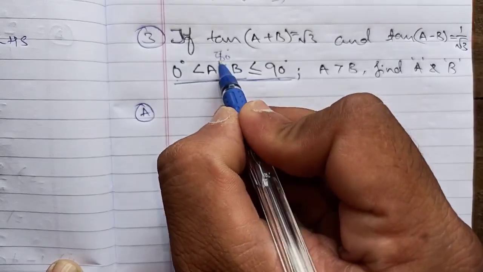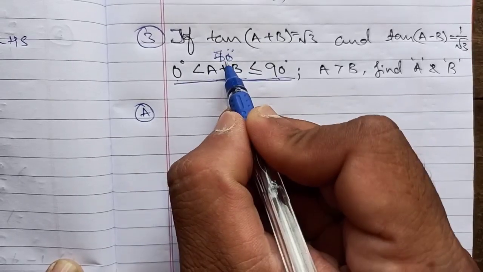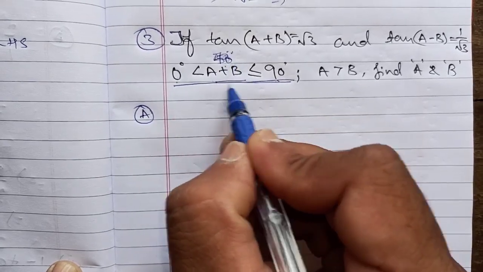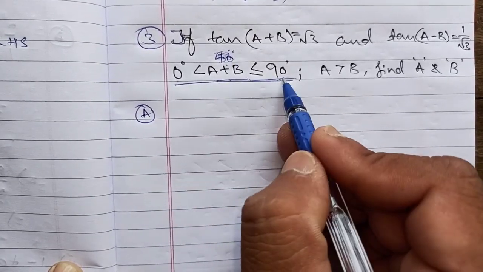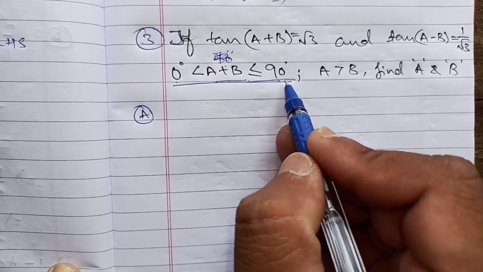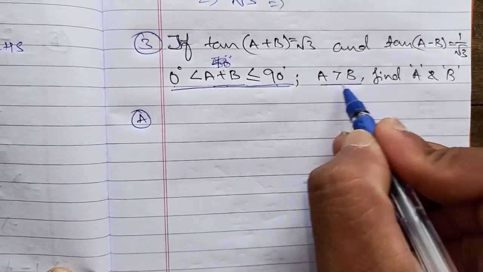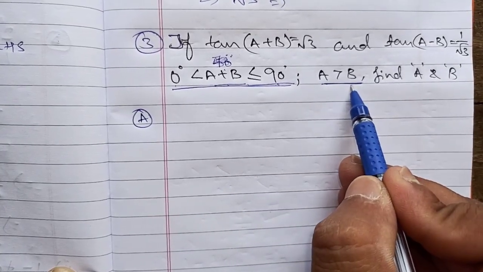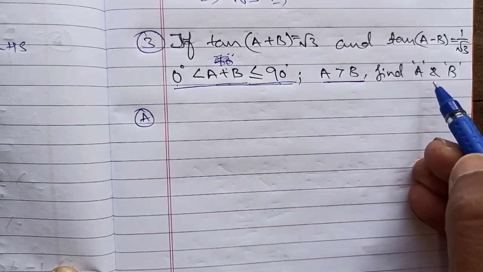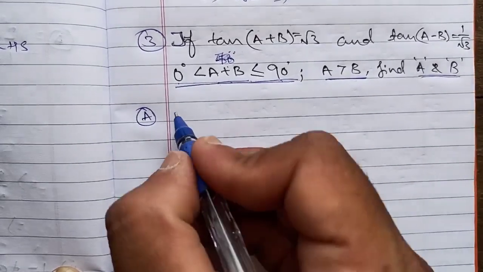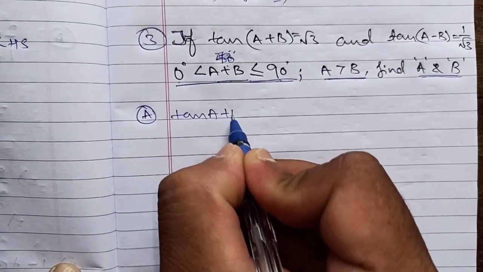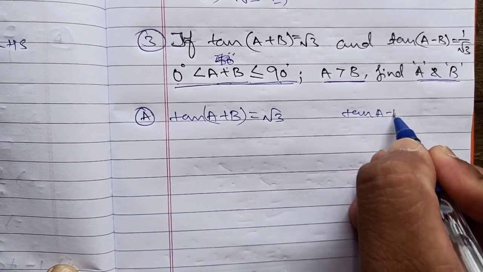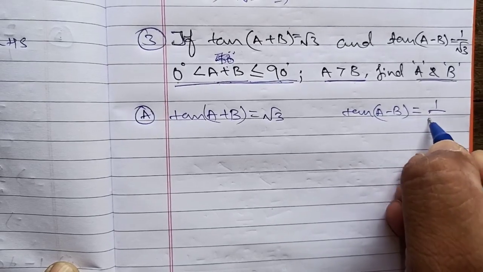Suppose a plus b I get 70 degree. It is also greater than 0 degree and less than 90 degree. So this is the statement, a plus b is greater than 0 but it must be equal to or less than 90 degree. Where a is greater than b, whatever value we get after solving, a must be greater than b. Okay, then only it will satisfy the condition. Find the value of a and b. So I am writing tan a plus b equals root 3 and tan a minus b equals 1 by root 3.